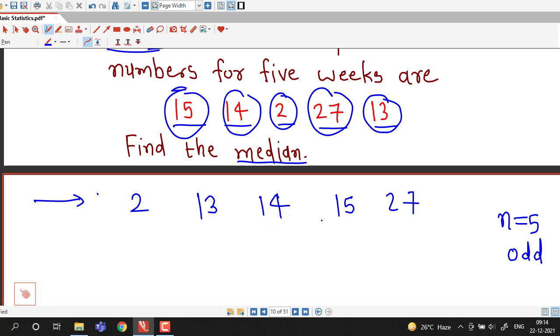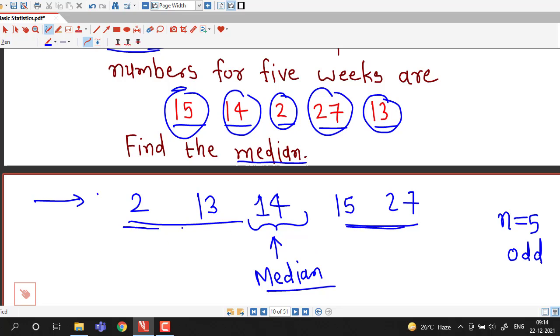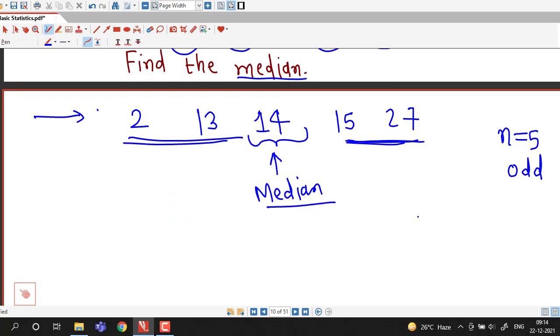So middle value will be the value of median. So we can see this is the median because it is middle value. So median divides the data into two equal parts. Here we can see this is one part, this is another part. So median is the middle value of the data. Half of the observations are on this side, half of the observations are on this side. So here we can directly write that median for this data is 14.